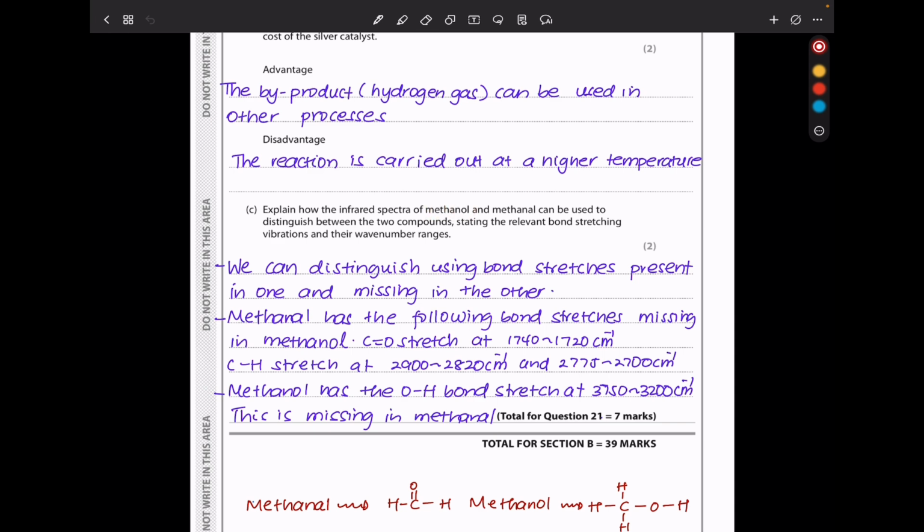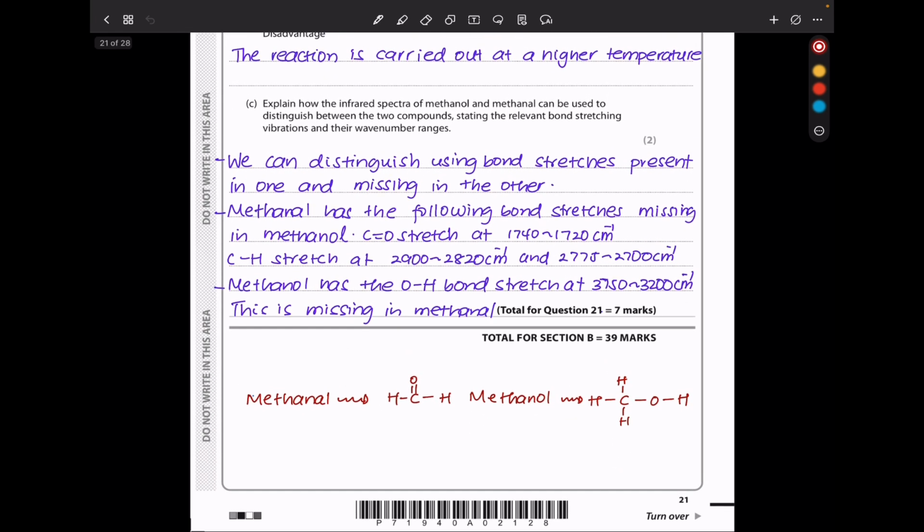Ethanol is an alcohol, so it's going to have a stretch for oxygen-hydrogen, while methanal is an aldehyde, so it's going to have a stretch for carbon-oxygen double bond. We can see here this is present in aldehydes like methanal, and this is present in alcohols. You can have the carbon-oxygen single or the oxygen-hydrogen for alcohols. So using the data booklet, we can find the wave numbers for the corresponding stretches.